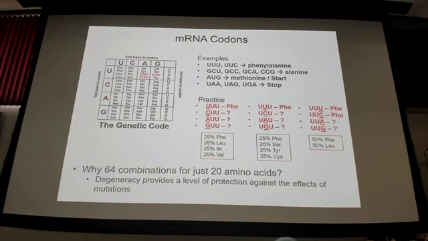Most of these that are grouped together on the codon chart have similar characteristics. For example, phenylalanine and leucine in the upper left, those have similar characteristics. If you have a mutation and you switch from phenylalanine to leucine, there might be survivable changes that occur.